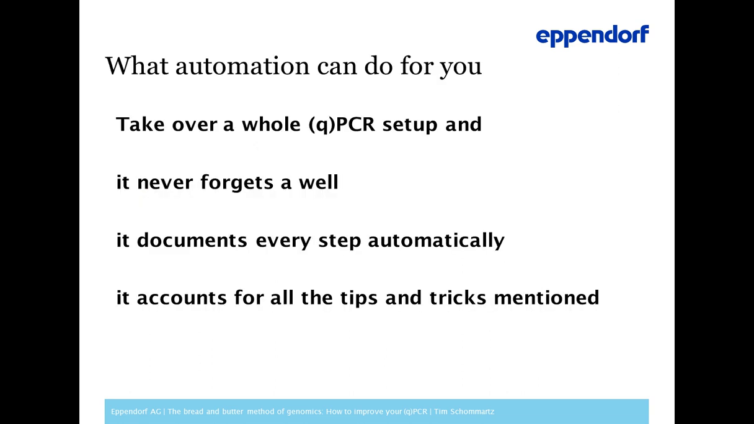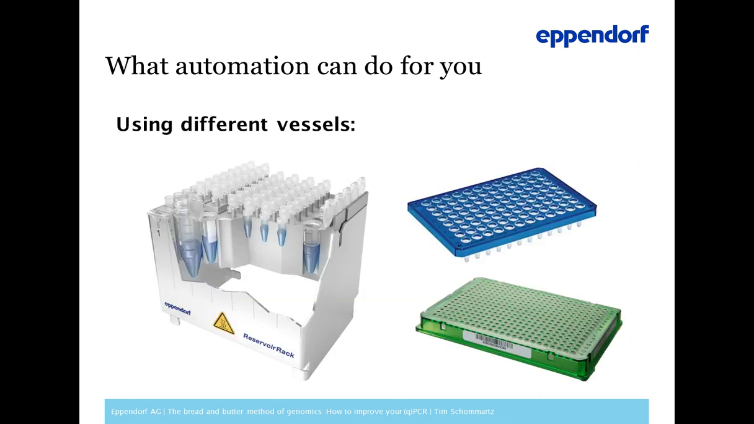So what can automation do for you if you do PCR or qPCR? First of all, it takes over the whole PCR or qPCR setup. It never forgets a well. It documents each and every step automatically, and it can account for all of the tips and tricks I have mentioned so far. I will lead you through that. And first and foremost, it does not have any risks. Especially if you do qPCR, if you do a lot of pipetting, changing to automation is a big relief for your risks, because the pipetting is done by the robot.